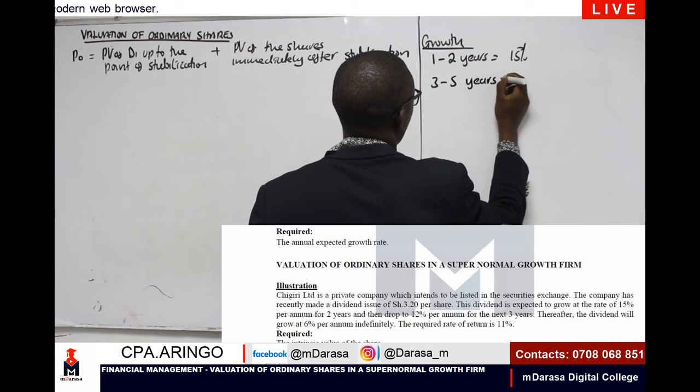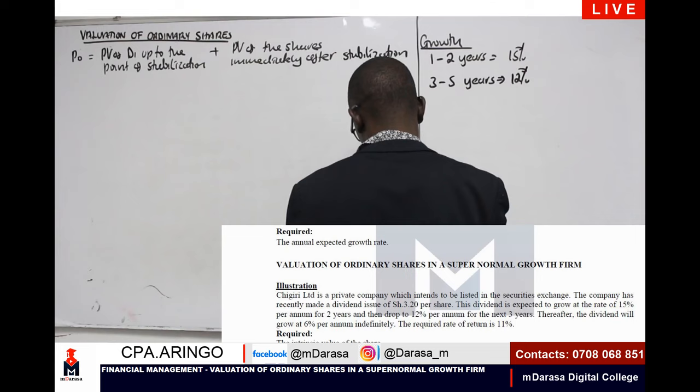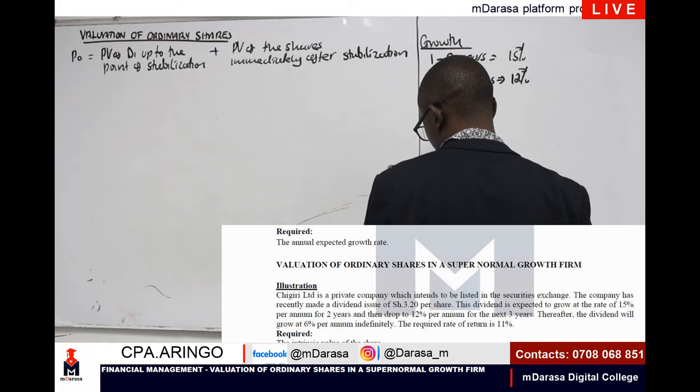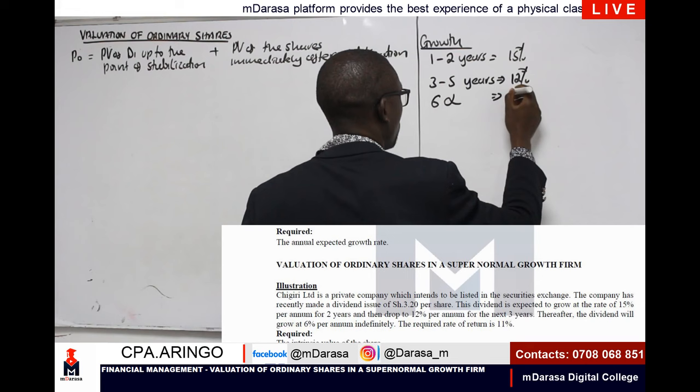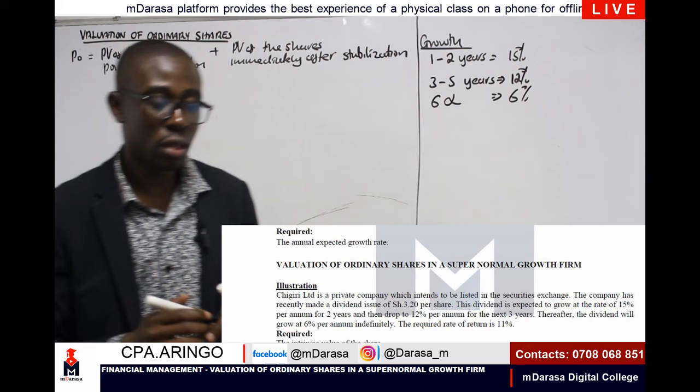The growth rate is expected to drop to 12%, as per what I was given there, believing that you're able to see the question. Then what is happening? Thereafter, the dividends will grow at 6% per annum indefinitely. Then from year 6, to a period that we don't know, which is infinity, it is going to grow at the rate of 6% per annum. You see, it clearly depicts characteristics of the supernormal growth firm.